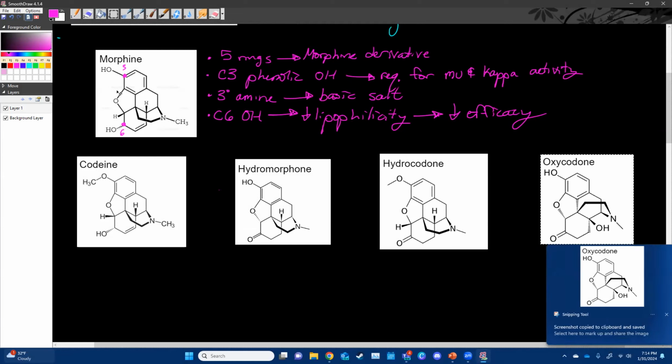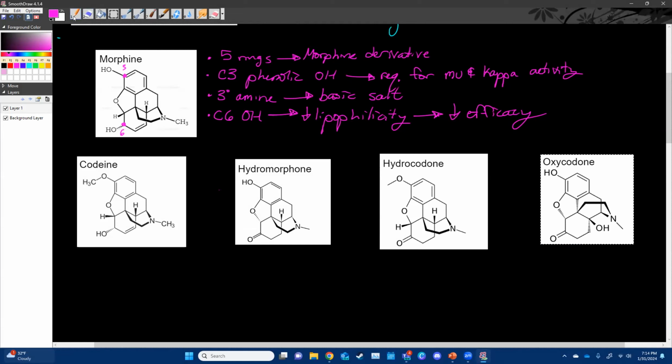There we go. So codeine, hydromorphone, hydrocodone, and oxycodone. When we look at codeine, the only change compared to morphine is the presence of an ether. The fact that we have a C3 methoxy group, so a C3 ether, is going to decrease efficacy.